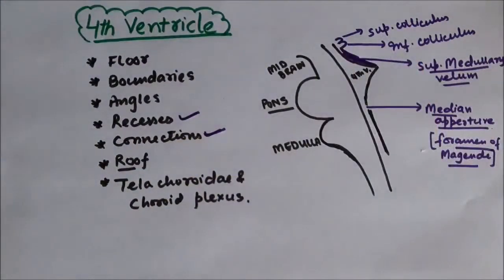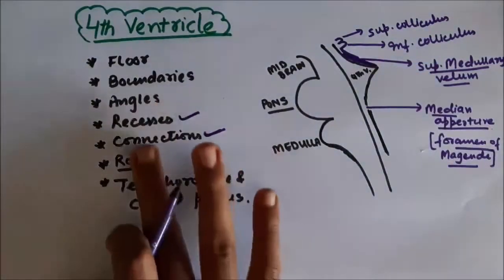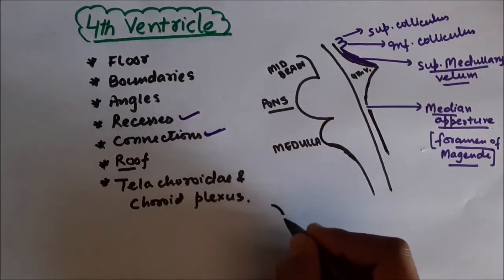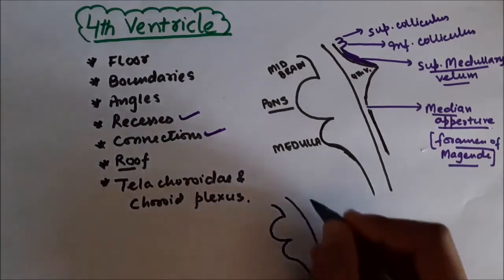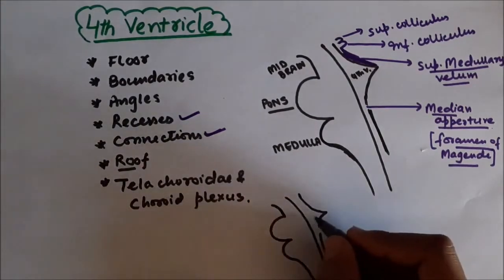Okay, now as we can understand, this is the floor and on the other side there is the roof of the fourth ventricle. So again, if we draw the fourth ventricle, this is the midbrain, pons, and medulla. This is the floor of the fourth ventricle and this is the roof of the fourth ventricle. Here is the median aperture.